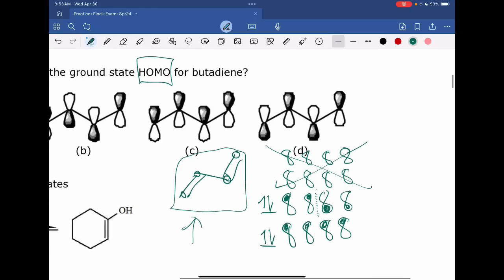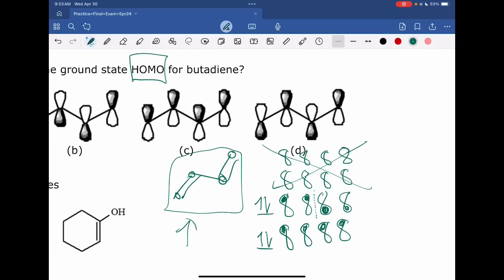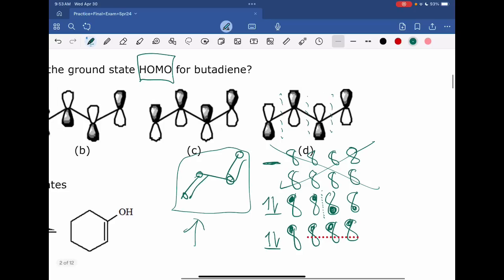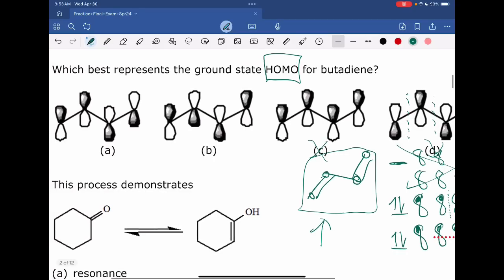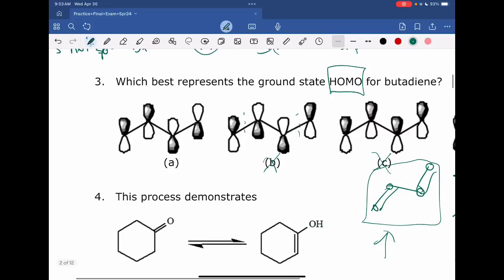Okay, let's look at the answers. Answer D would imply that there's a node here, a node here, and a node here, which doesn't make sense. This would be the last orbital. Answer C would mean that there's no nodes, and that's also wrong. Answer B has one node here, no nodes here, sorry, and one node here, which is wrong. And A does have one node here, so it's A.